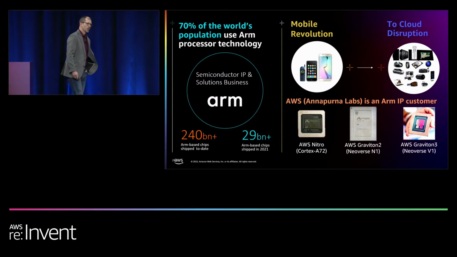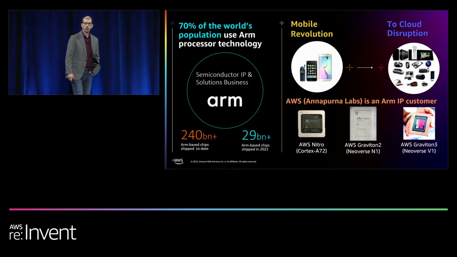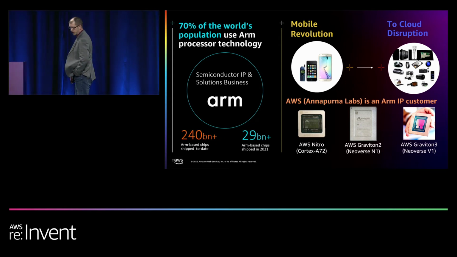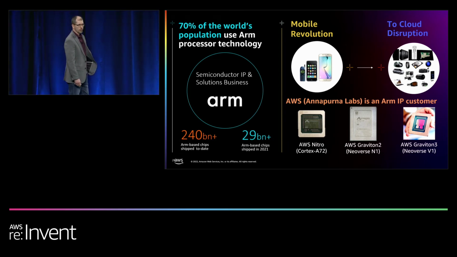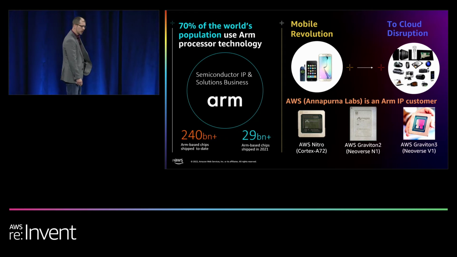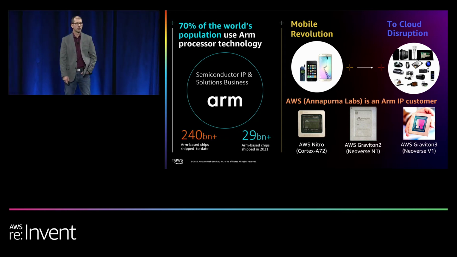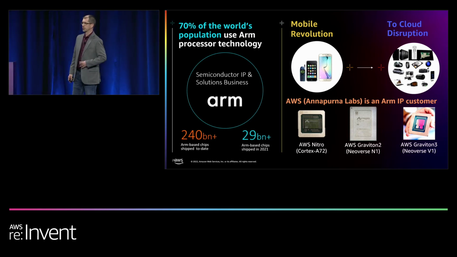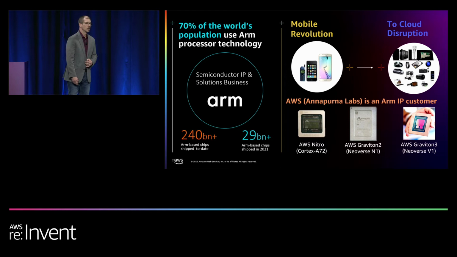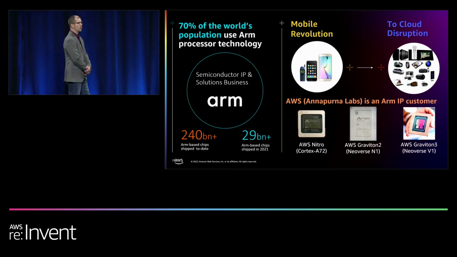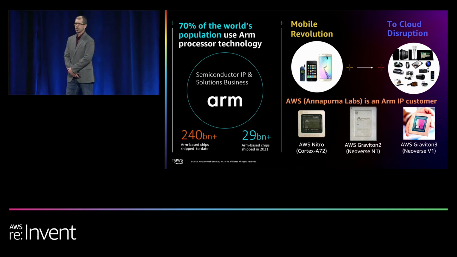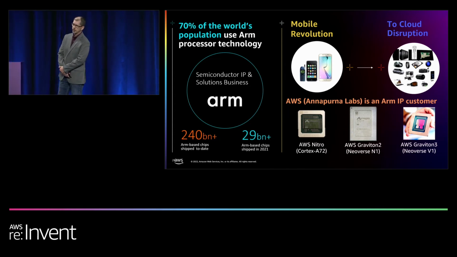Quick intro to ARM. We don't build CPUs ourselves, but we license CPU designs to most of the world's silicon providers. Over 70% of the world's population uses ARM-based technology. Our technology shows up in everything from your smartphone to your television, all the way to servers and supercomputers. To date, over 240 billion ARM-based processors have shipped. And last year alone, our partners shipped over 29 billion.